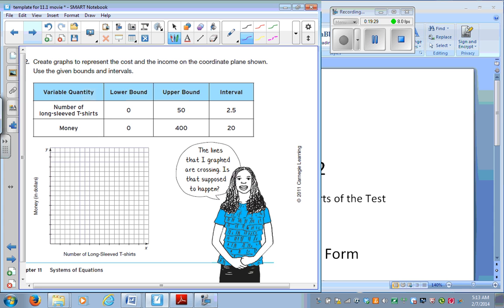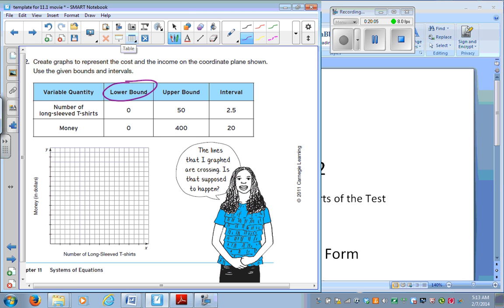So now, pause the video and take a moment to read what this is telling you to do. It says create graphs to represent the cost and the income on the coordinate plane below. Actually, before you pause it, let's talk about what all this stuff means here, because I'll bet some of these are some new terms for you. So it says number of t-shirts and then your money. They tell you right here, your number of t-shirts goes here along your x-axis. The amount of money is your y-axis, which makes sense because the amount of money depends on the number of t-shirts. So your number of t-shirts should be your x, your amount of money should be your y.